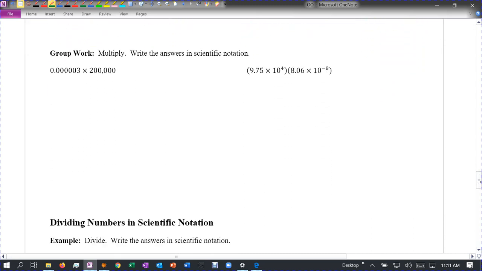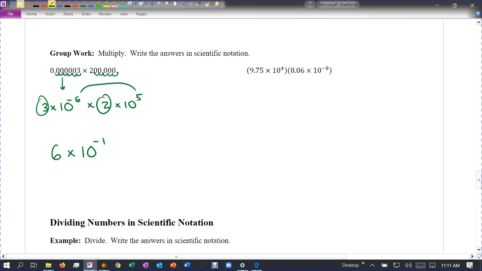All right, so these, let's multiply these. We're going to do scientific notation. So first thing I'm going to do is I'm going to rewrite this as 3 times 10. Let's see. This is a small number, so 1, 2, 3, 4, 5, 6. So negative 6 times this one. My decimal point here is a big number. 1, 2, 3, 4, 5. I move it there, so 2 times 10 to the 5. Now I multiply 3 times 2. That gives me 6. And then I add these exponents, and that gives me times 10 to the negative 1. That's a little tricky.